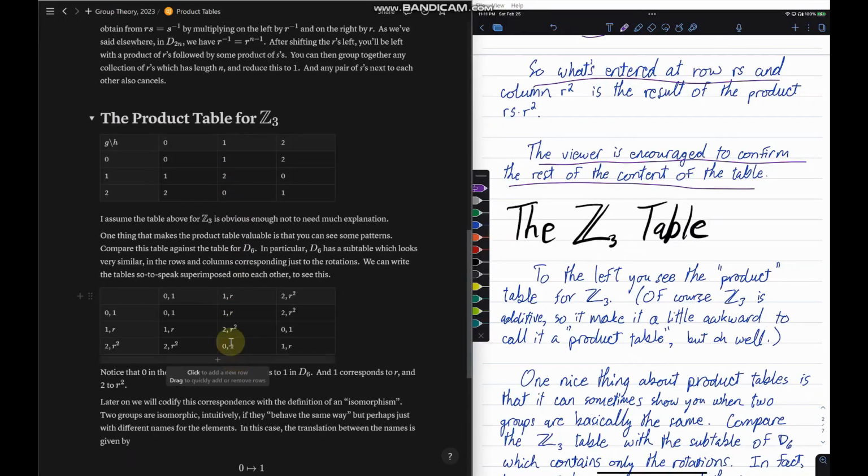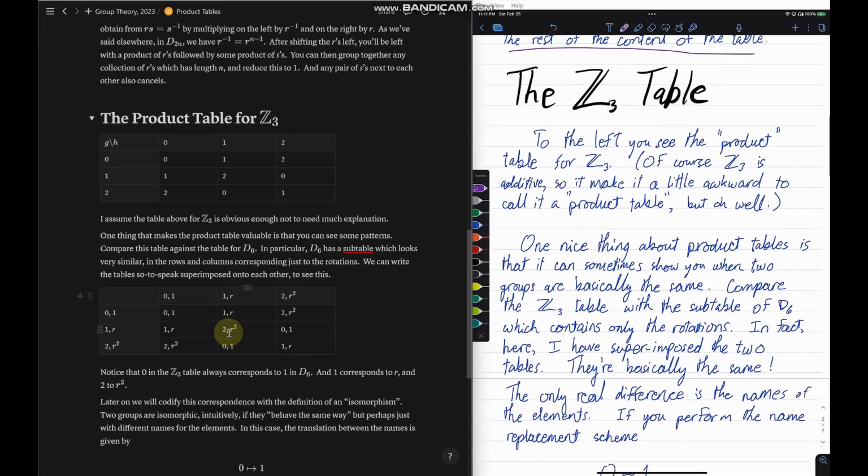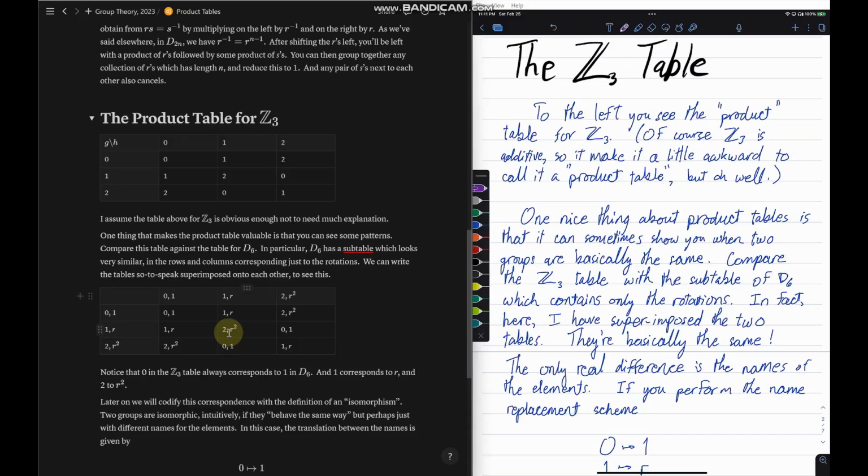Let's look at another example. The Z3 table, you can see it over here. So this is the additive group for Z mod 3. 0 plus 0 is 0, then 1, 2.